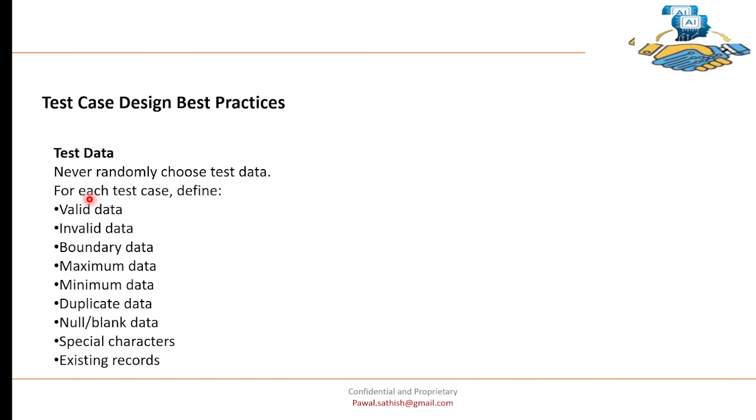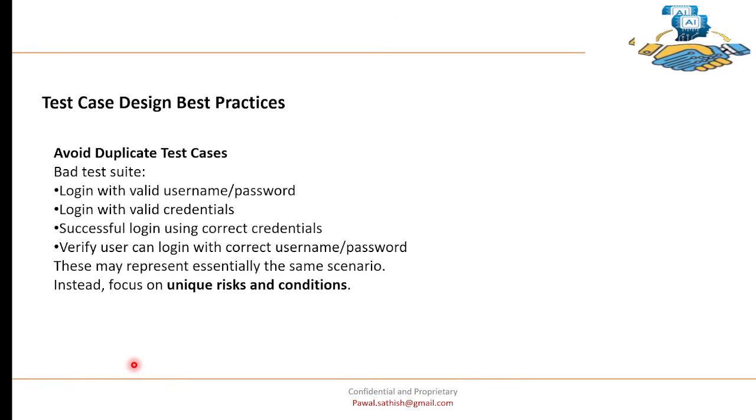The next important best practice is test data. Never randomly choose the test data. We need to consider valid data, invalid data, boundary data, maximum value data, minimum value data, duplicate data, blank data, special characters, and existing records. For example, if a user has already added a name and tries to enter the same name again, it should display the correct, relevant error message on the screen.